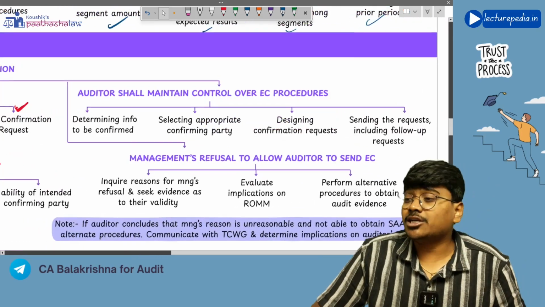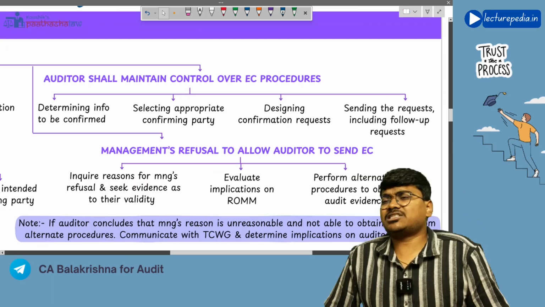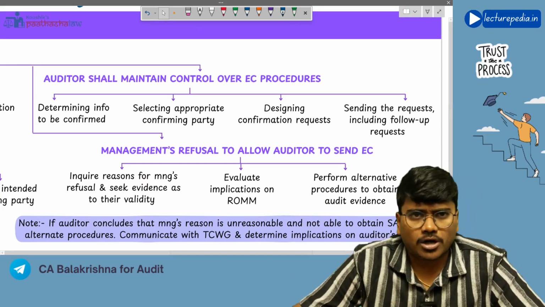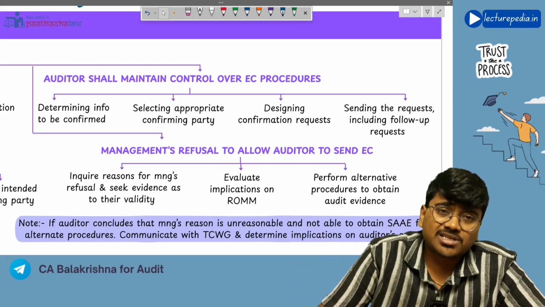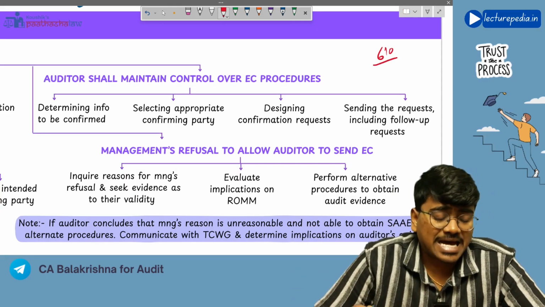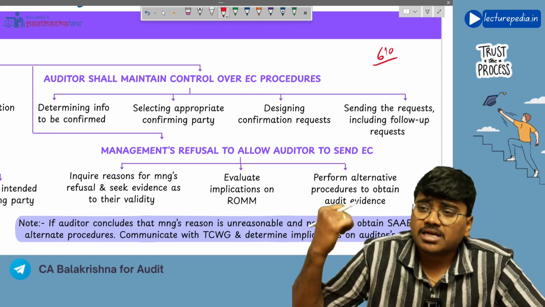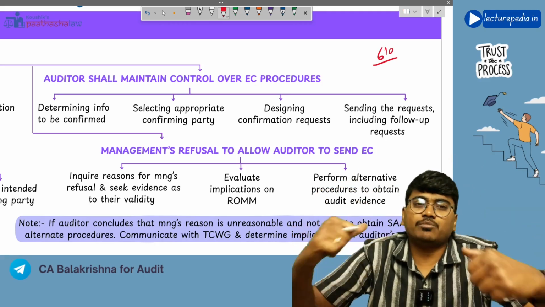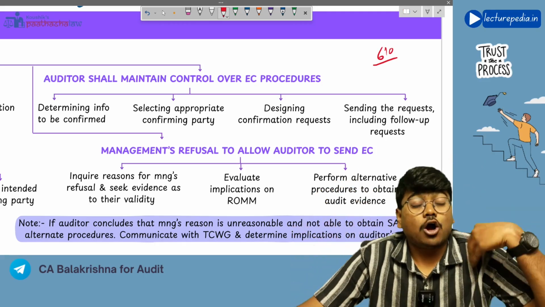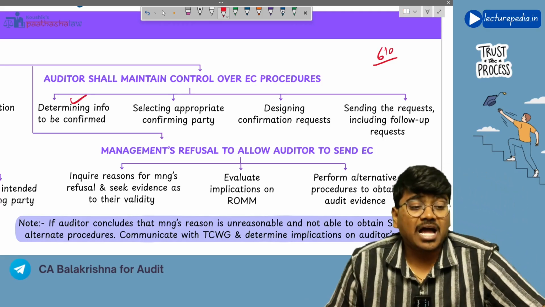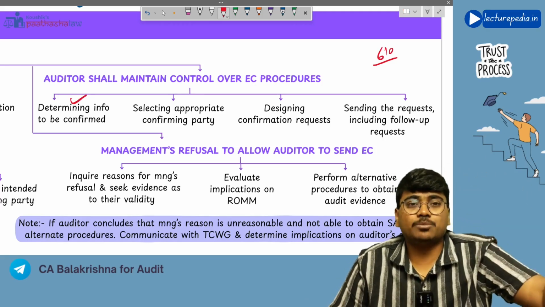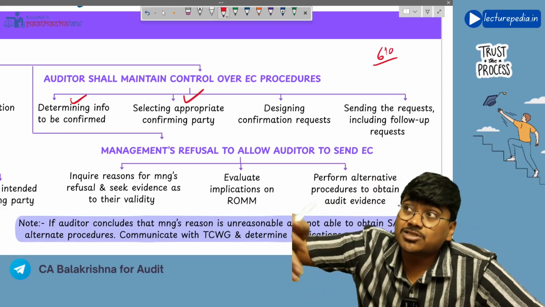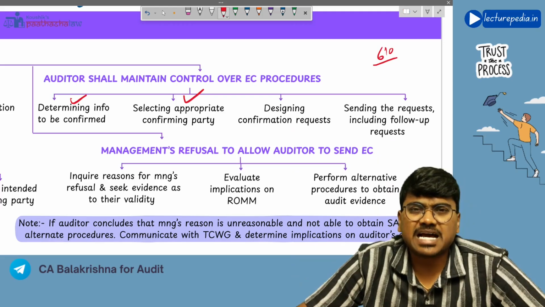Next, the auditor should have complete control over these external confirmation procedures. He cannot assign this task to the internal auditor. As per SA 610, the auditor cannot use direct assistance of the internal auditor in the area of external confirmation. The auditor himself has to exercise control over the external confirmation. The auditor himself has to select the amounts or the information that has to be confirmed, and select the appropriate persons to whom the confirmation request has to be sent.